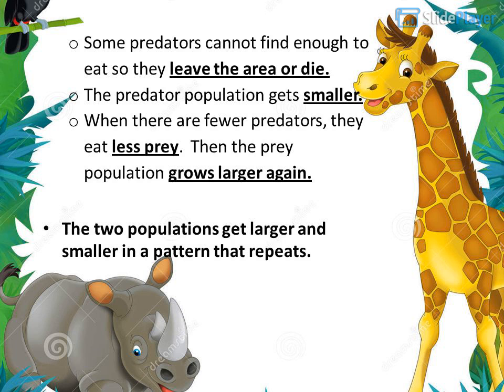Some predators cannot find enough to eat, so they leave the area or die. The predator population gets smaller. When there are fewer predators, they eat less prey. Then the prey population grows larger again. The two populations get larger and smaller in a pattern that repeats.